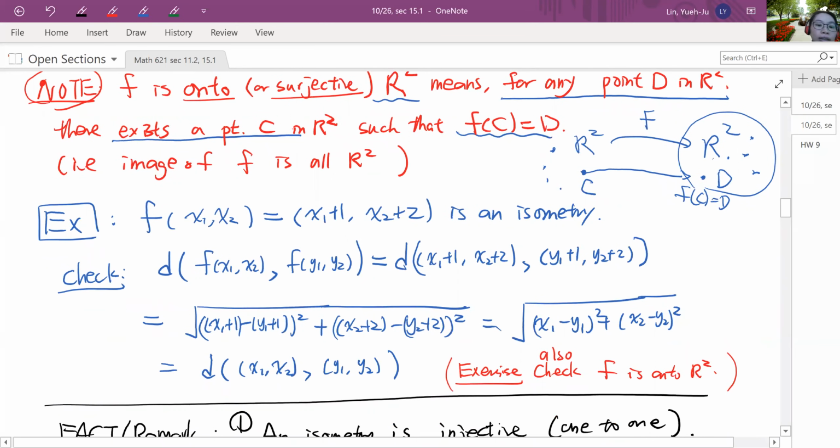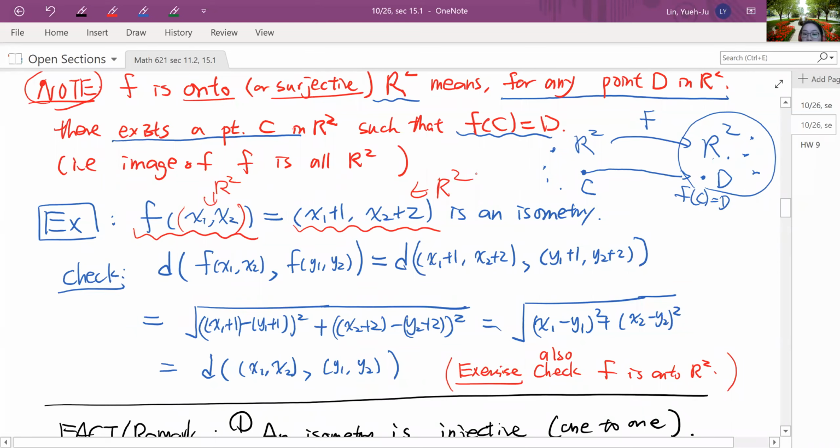So let's say this is actually more like a not geometric example, but you can cook up a lot of this type of function. So let's say if you plug in x1, x2, that's a point in R2, then the output is some kind of shifting, right? You input a point in R2, and the output is another point in R2. I want to show that it's an isometry.